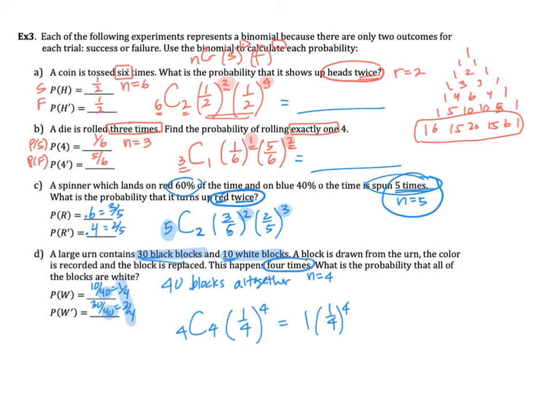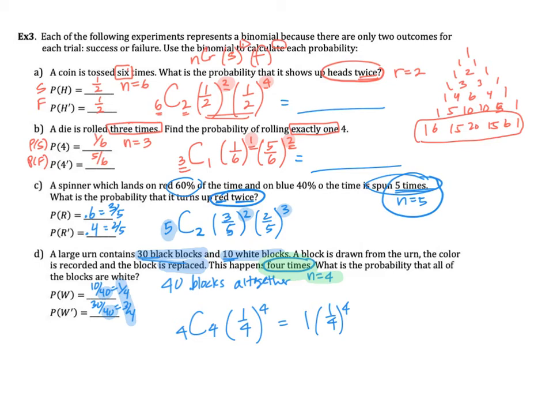So be careful. That's the first thing you need to make sure you did correctly. It says we're going to take a block out, record it, and replace it. So replacement is essential. That's what makes these independent events and allows us to use the binomial probability theorem. So then we see that we're going to make this happen 4 times. So n is equal to 4.